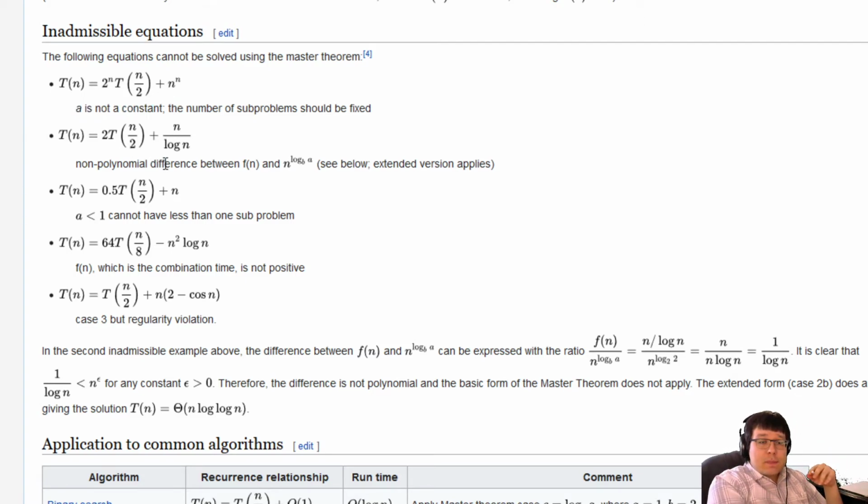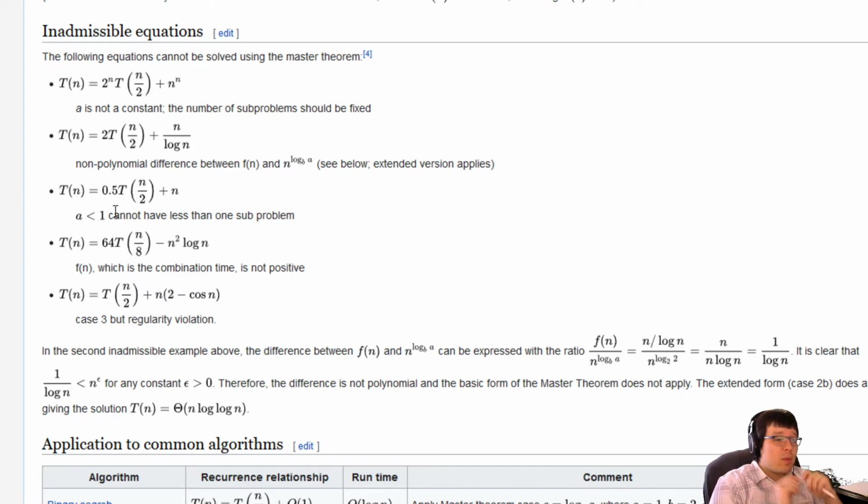The next one, A is okay and B is okay, but this is a little more complicated as to why it doesn't work. It's non-polynomial. You have to understand more about the Master Theorem for this one, so let's skip that one actually. This one is obvious because A has to be greater than 1, and here it's half, so it doesn't work out. You would think that it would work out. You could even use the Master Theorem in this case, like the formula that I gave you, to still solve it, but the answer would be wrong.